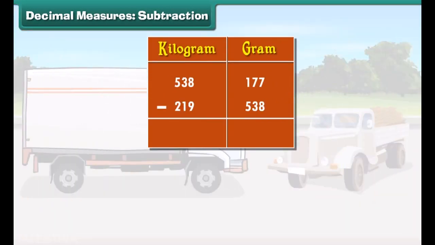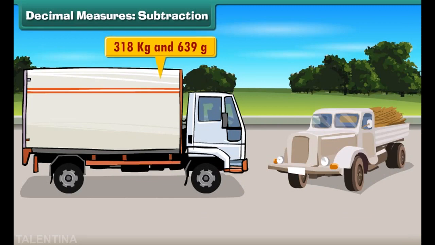Since 538 grams cannot be subtracted from 177 grams, 1 kilogram is borrowed from 538 kilograms. It is converted into grams and added to 177 grams to get 1177 grams. Subtracting 538 grams from 1177 grams, while subtracting 219 kilograms from 537 kilograms, 318 kilograms is obtained. Thus, 318 kilograms and 639 extra grams load is there in the first truck.